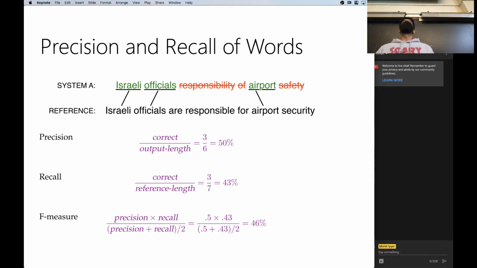The recall is what percentage of the words in the reference appeared in the system's output. So it's like the inverse, right? Here I have 7 words in my reference, and 3 of them appear in the system output. So my recall is 3 out of 7. I can of course compute an F score to take both of these into consideration.